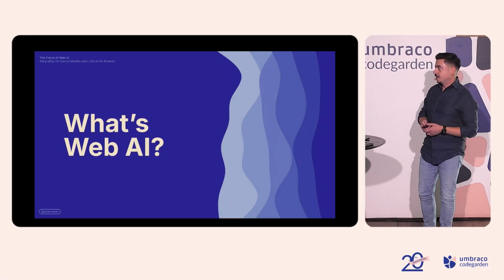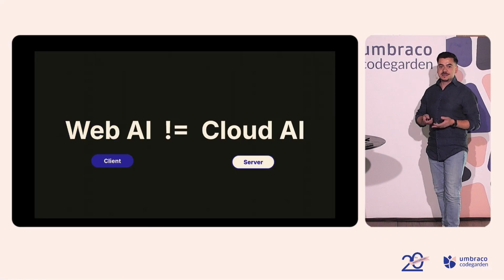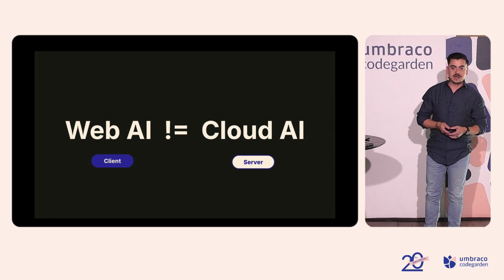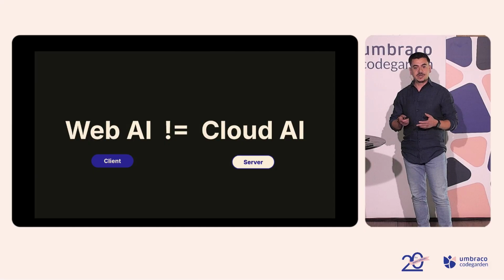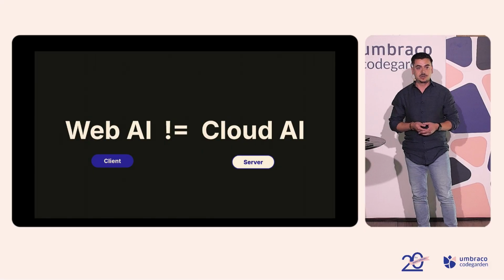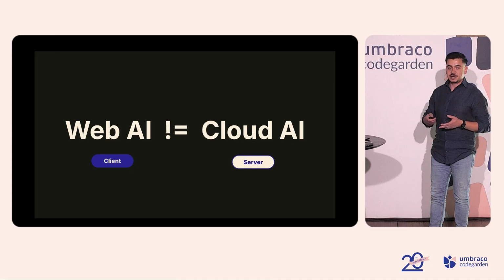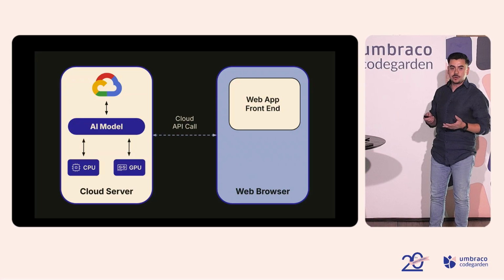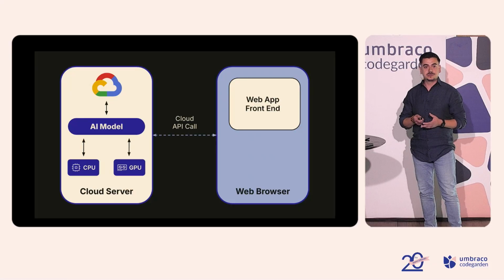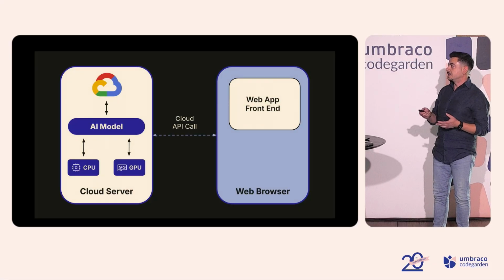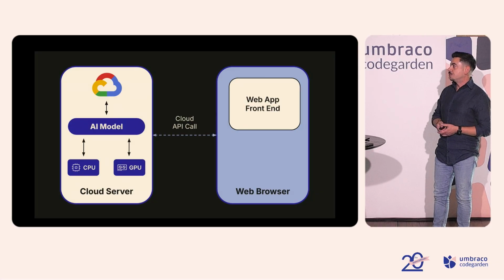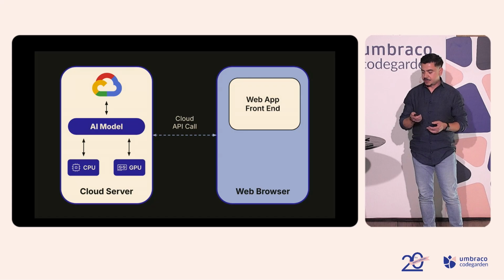Let's start with what's web AI. Web AI is not cloud AI. I can imagine many of you have already started using cloud AI services like Gemini, OpenAI, or Claude Opus APIs. You typically interact with a server with the cloud AI. Your web front-end application running in the web browser makes an API call to the server. An AI model on the server or set of servers is running your inference to create a response for your request using processing units like CPU, GPU, or TPU.